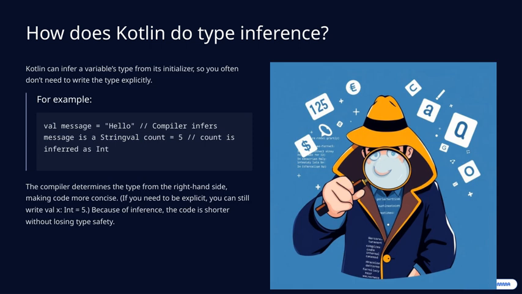Of course, if you want to be explicit about the type, you can always write it out like val x: Int = 5. But thanks to inference, most of the time your code stays shorter and more natural, which fits perfectly with Kotlin's goal of being both safe and expressive.